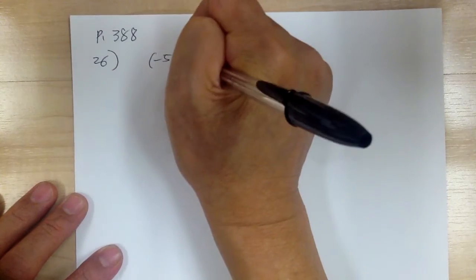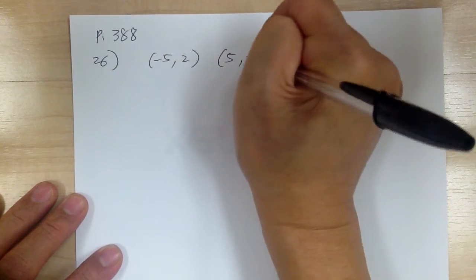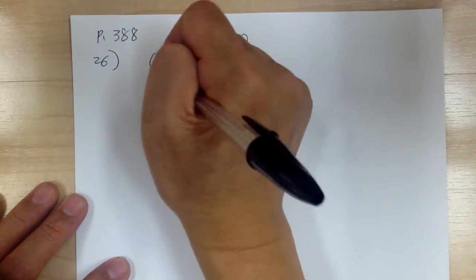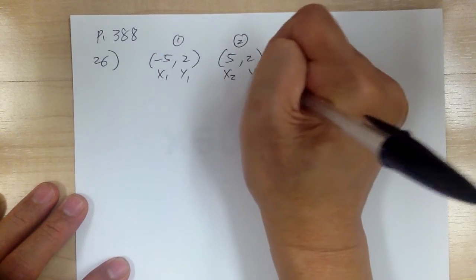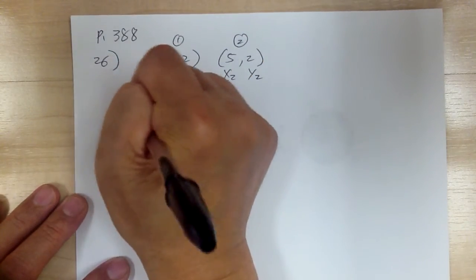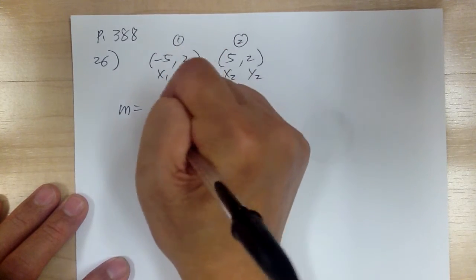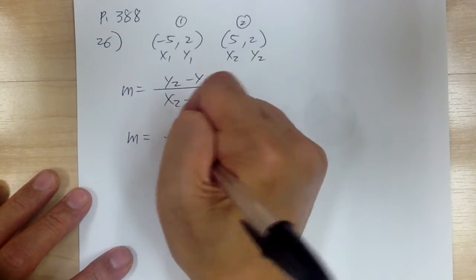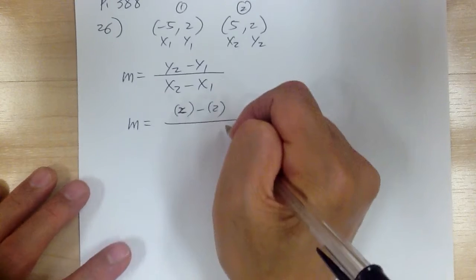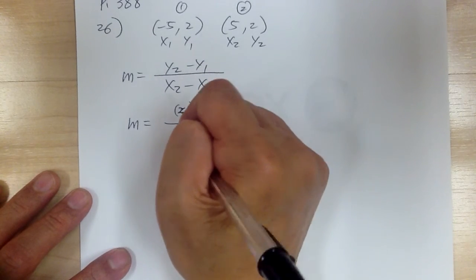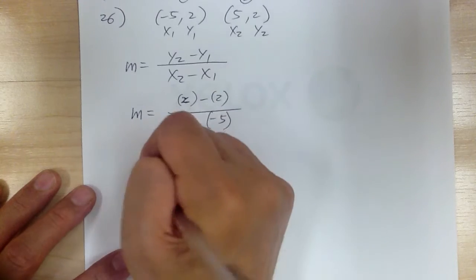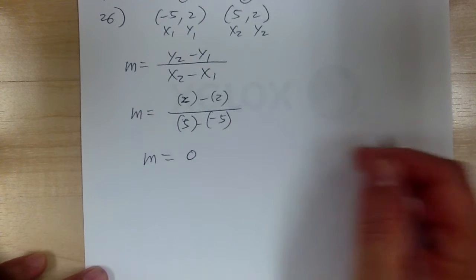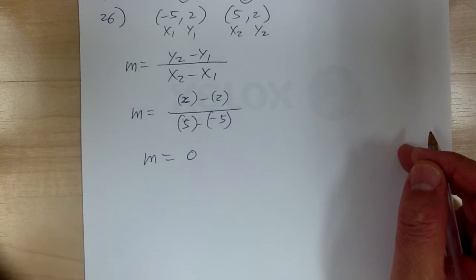You have (-5, 2) and (5, 2). So that's your point 1, point 2, your x1, y1, x2, y2. First look for the slope. The slope equals y2 minus y1 over x2 minus x1. So the slope equals 2 minus 2 over 5 minus negative 5. So the slope is going to be equal to 0. When the slope equals 0, you're going to have a horizontal line. In that case, it's going to be y equals a number.